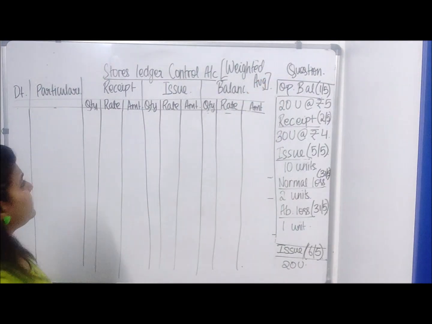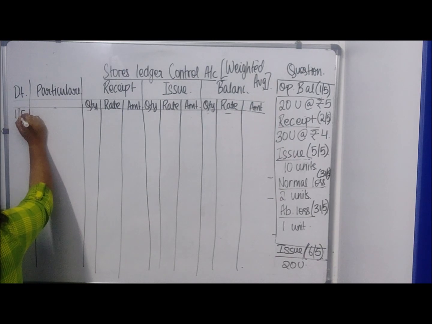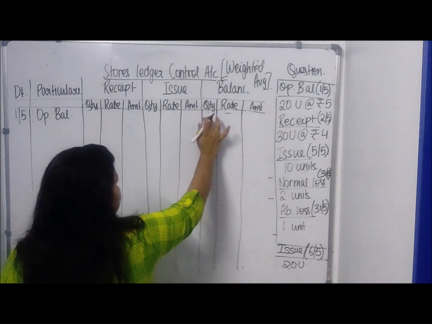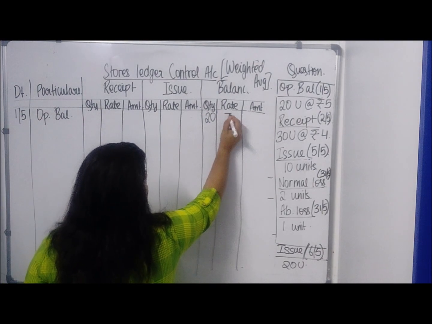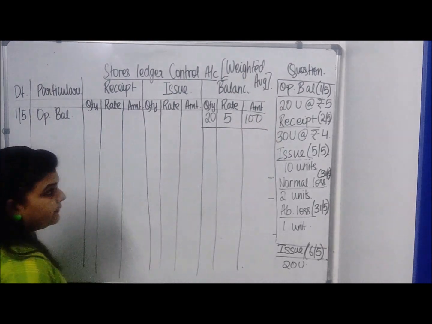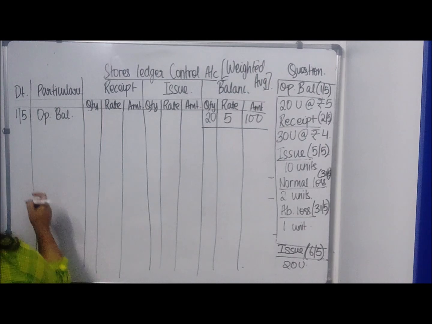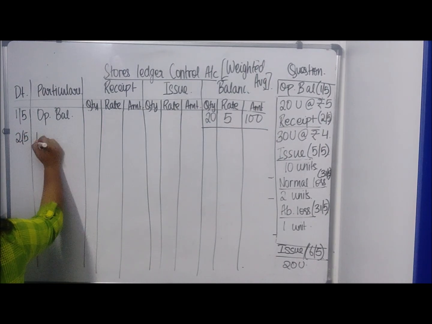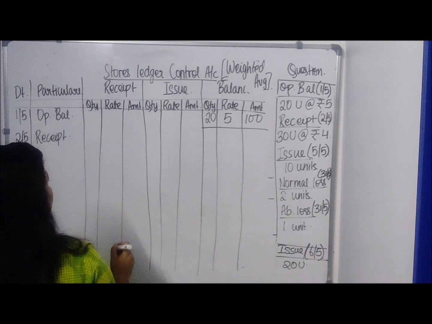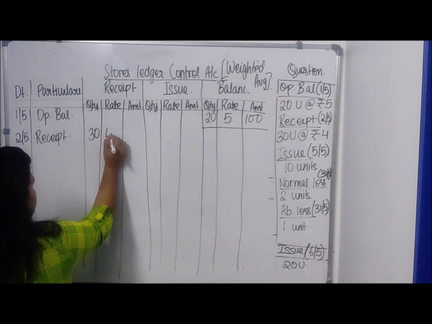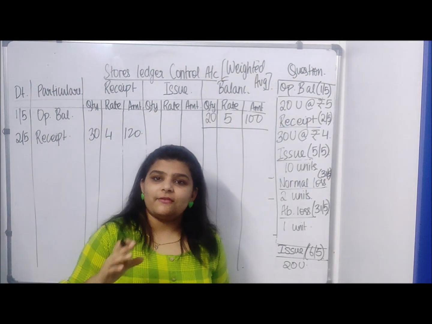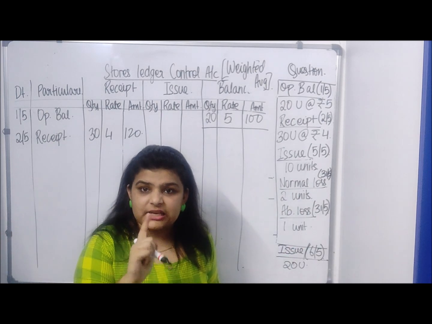Now, opening balance 1/5. I have an opening balance. Again, balance comes here. So 20 units at 5 rupees, 100 rupees. This transaction is done. Next, receipt on 2/5. I have a receipt. The receipt is of 30 units at rupees 4, that is 120. Now, under weighted average, what are we doing? Under weighted average, we are finding out one single rate.